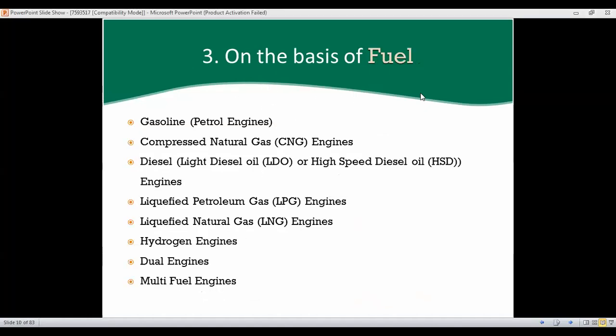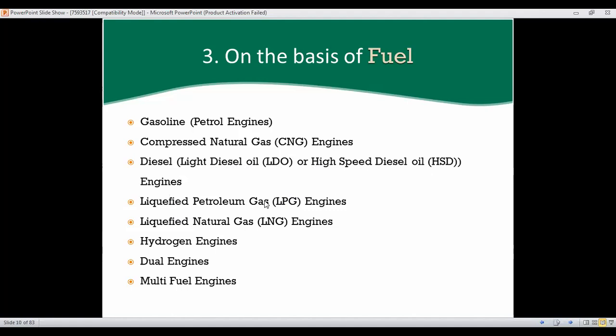On the basis of fuel, we can divide the engine into gasoline or petrol engine and compressed natural gas, CNG engine. In current times, most cars are converted to CNG because it is cheaper than using petrol or diesel. Then there is diesel, light diesel oil, or high speed diesel.